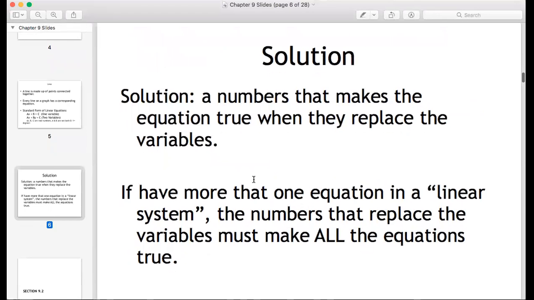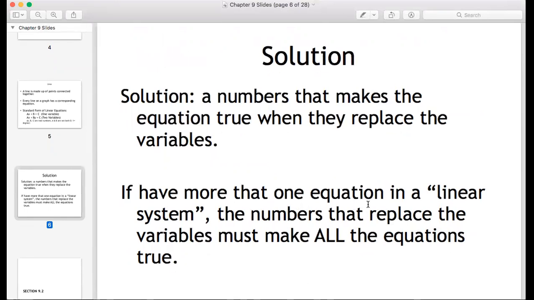All right, so a solution is numbers that make the equation true when they replace the variables. So if we have any coordinate point along a line, that coordinate point should be a solution to our equation. If we take the x and the y value and substitute them into the equation, we will get a true statement for that equation.